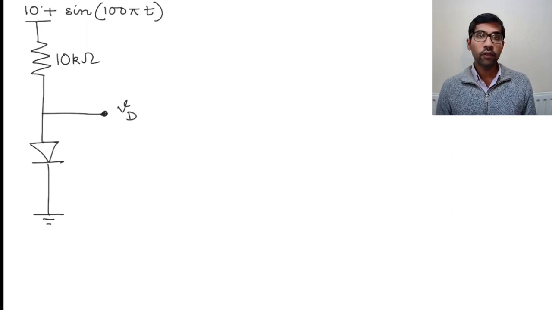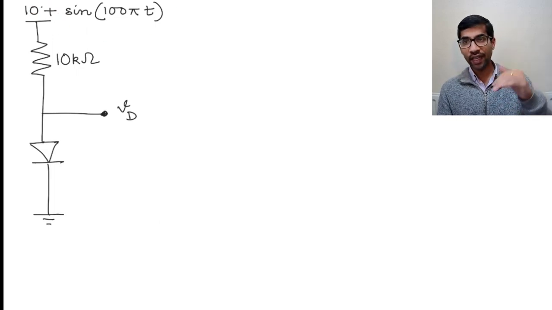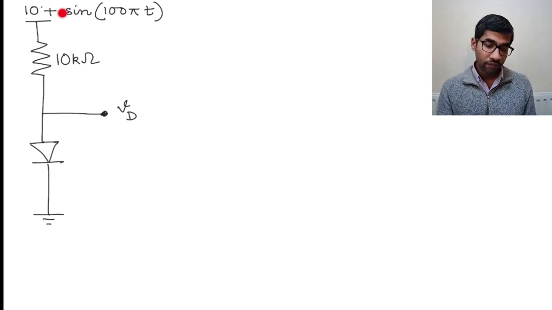In this video, I want to take a look at this problem. This problem is very similar to a previous problem that we solved, but in this case, the voltage that we are applying to this resistor-diode circuit is 10 volts, and along with the 10 volts, we have a changing voltage, a sine wave added on to it. The amplitude of that sine wave is 1 volt, and the frequency is 50 hertz.